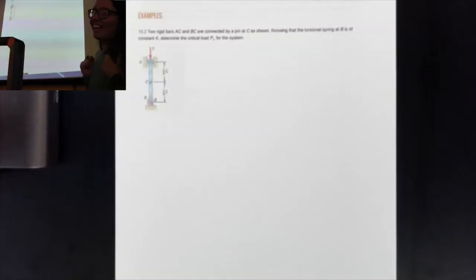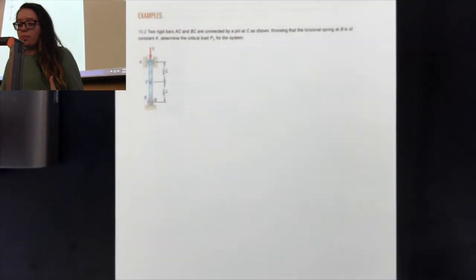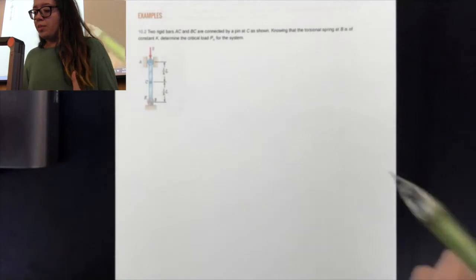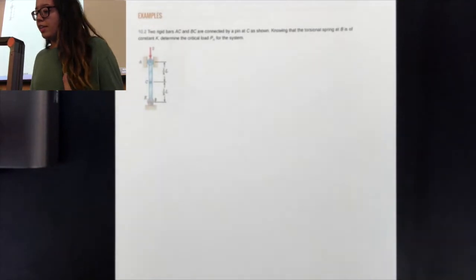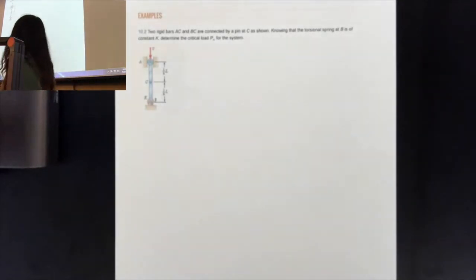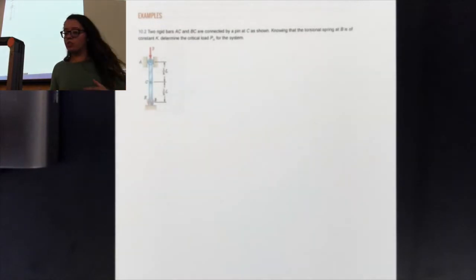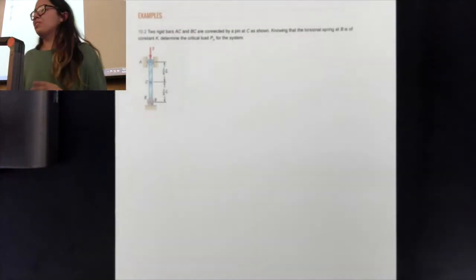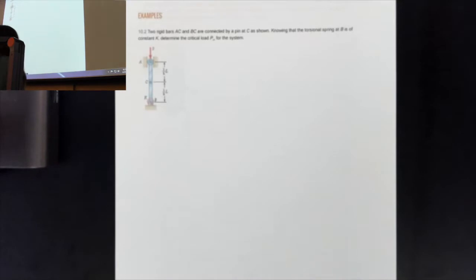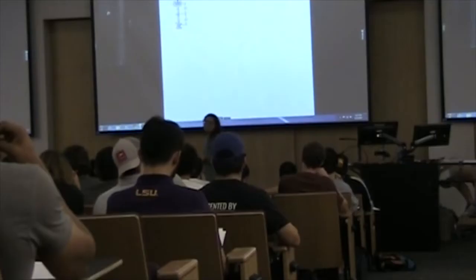So, like I said, we have two pieces right here. The first thing that we want to do, they're saying we have two rigid bars, AC and BC, and they're connected at the pin at C. We talked about this, okay? So knowing that the torsional spring at B. Okay, so what is a torsional spring? Have you guys seen a torsional spring before this class?